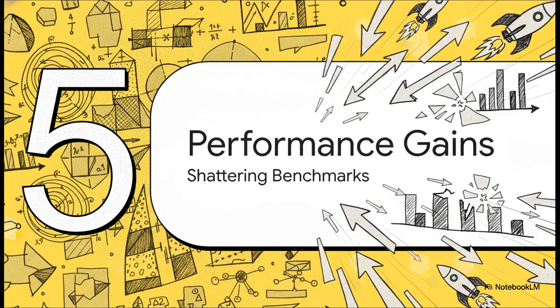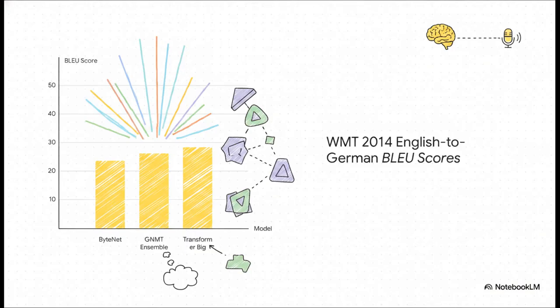All of this elegant architecture and brilliant mathematics is fascinating, but does it actually work in the real world? Let's get into Section 5, Unprecedented Performance Gains. When this paper was published, it absolutely shattered existing benchmarks. On the standard WMT 2014 English to German translation task, previous state-of-the-art models like ByteNet scored a 23.75. A massive GNMT ensemble model, meaning multiple models mashed together, hit 26.30. But the single big transformer model established a new state-of-the-art score of 28.4.